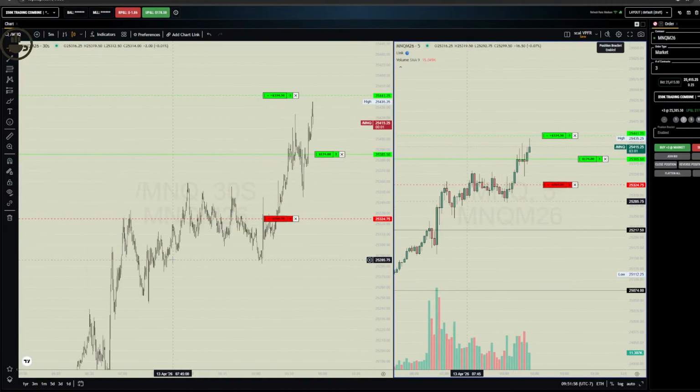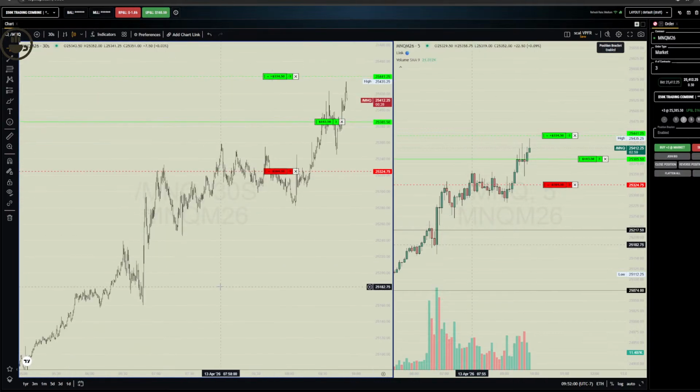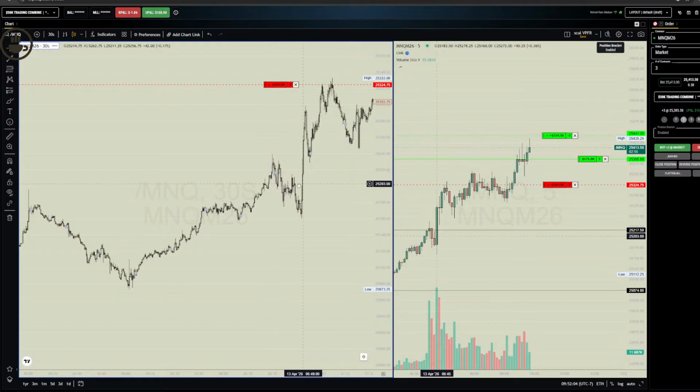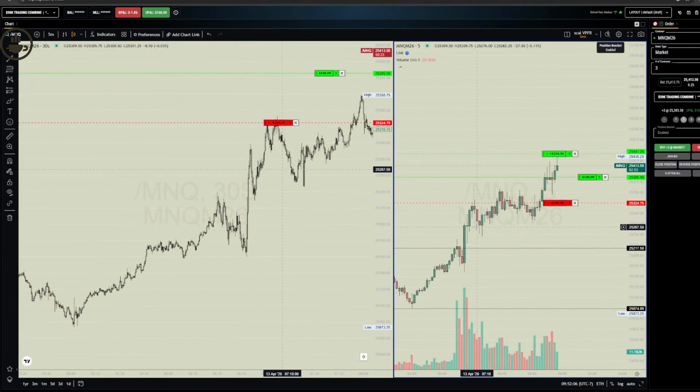So one of those things in particular is the way we trade now. I have since updated the way I trade and the way I view the markets, because I don't have a lot of time to spend.